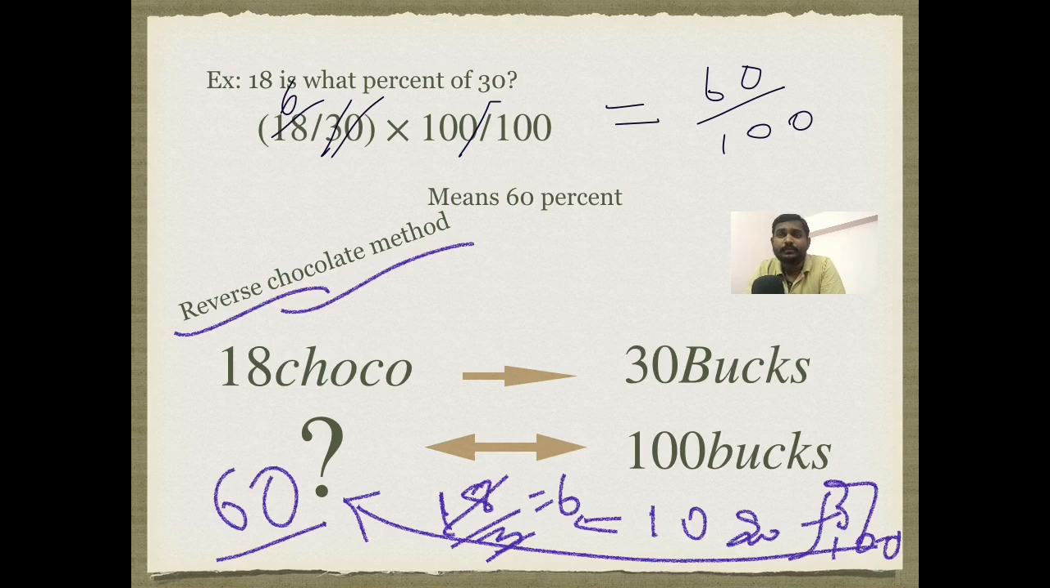Let's do a small example. 18 is what percent of 30? 18 by 30 into 100, 60%. That means 60 by 100. We can do it in a reverse chocolate method also.